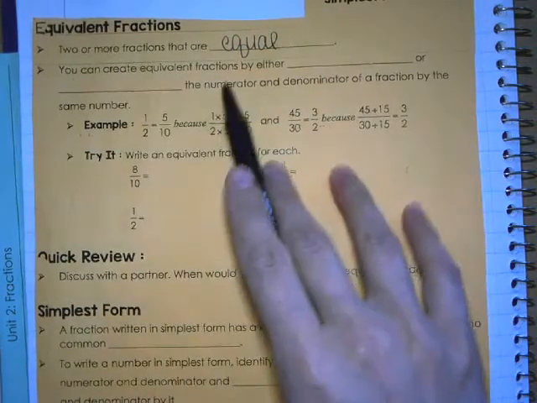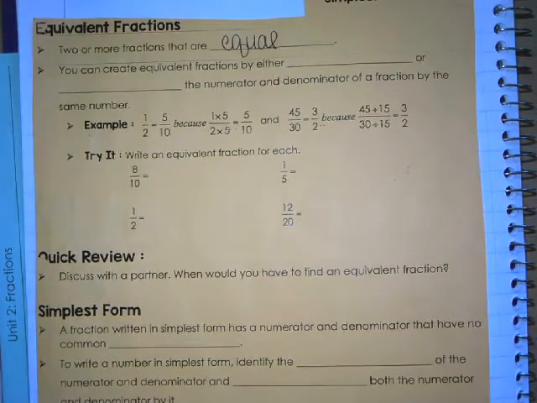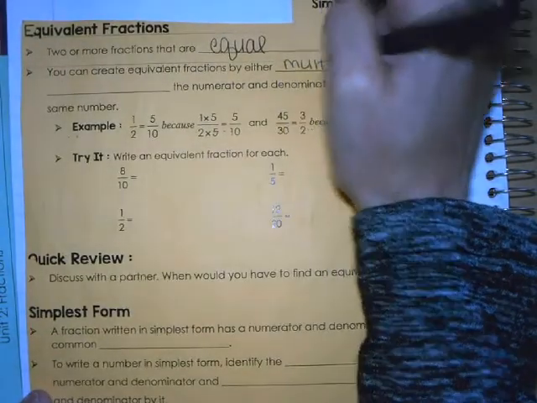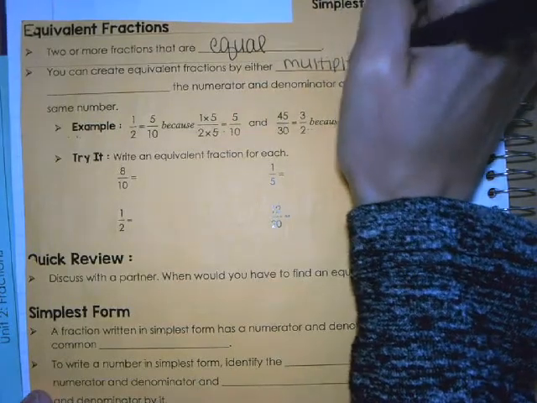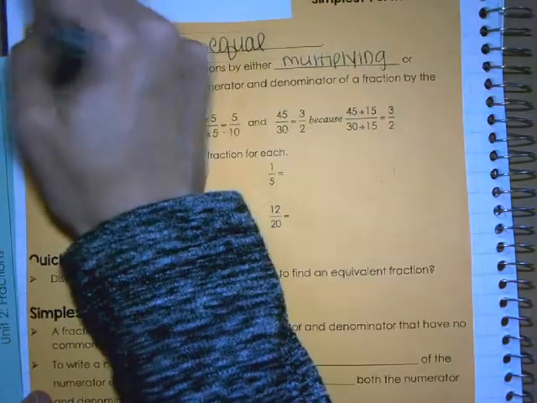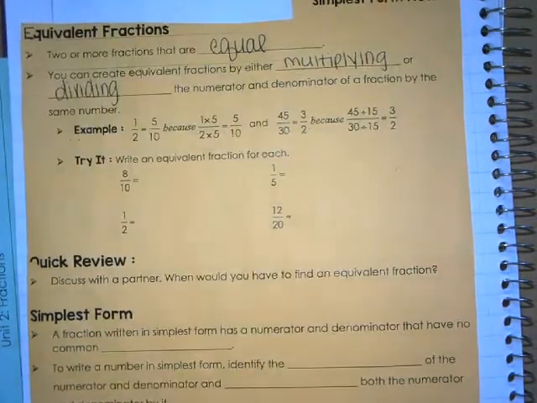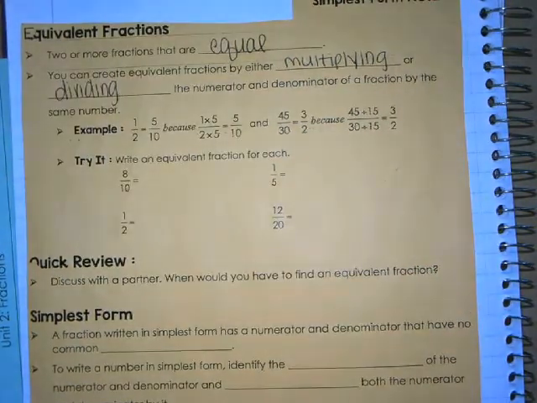You can create equivalent fractions by doing two operations. What do you think the operations would be? Connor? Very good. You can create equivalent fractions by either multiplying or dividing the numerator and denominator by the same number.